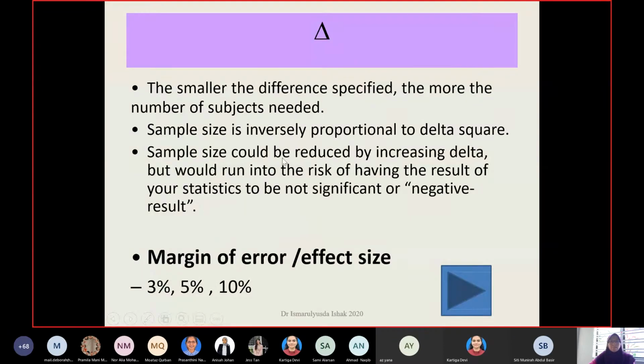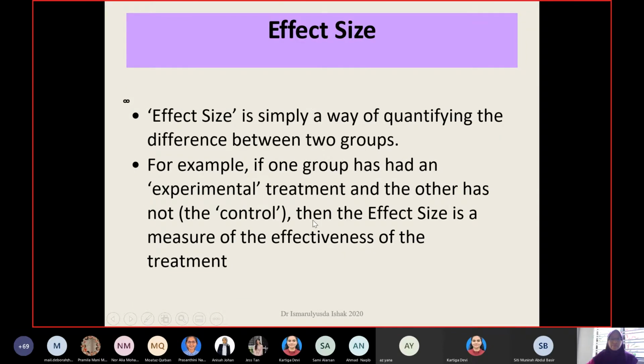So for delta, the smaller the difference specified, the more subjects needed. Sample size is inversely proportional to delta squared. It can be reduced by increasing your delta, but at the risk of your statistical result being not significant. So if your delta is large, then your sample size will be very small.